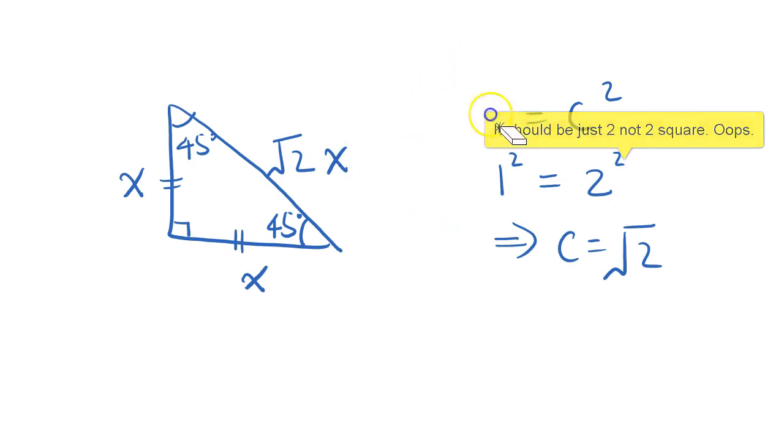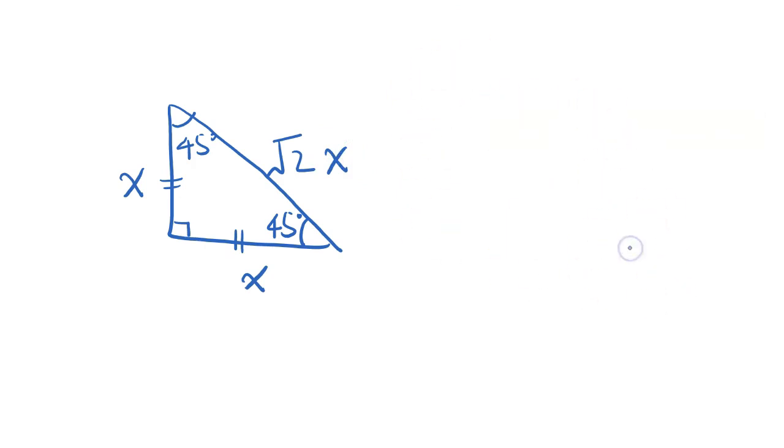So let's look at another example. If this side was given to us to be 9, immediately we would know that this side is also 9, and this side would be then square root of 2 times 9, which is just 9 square root of 2.